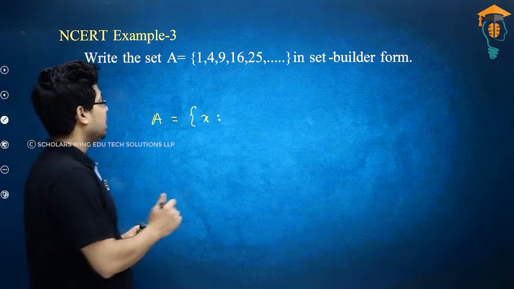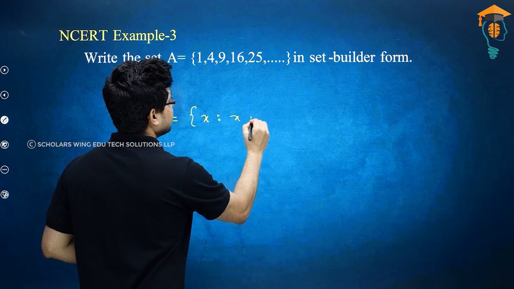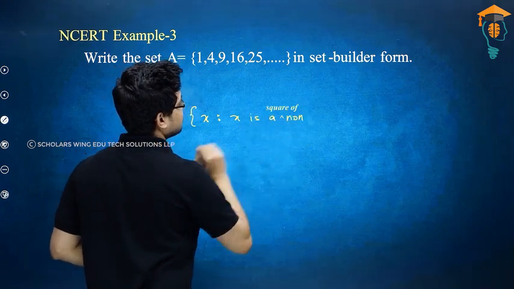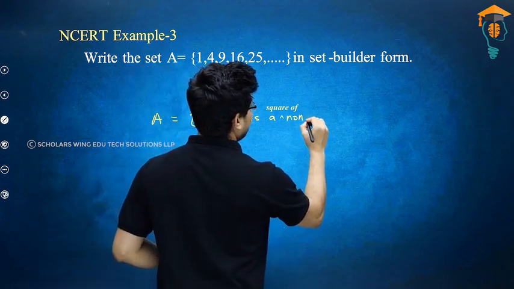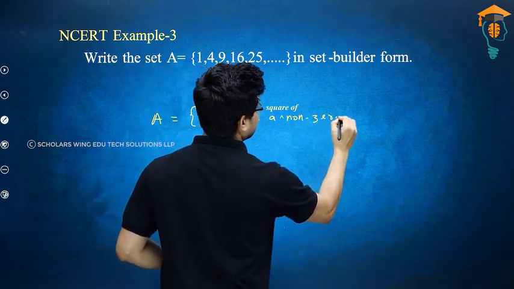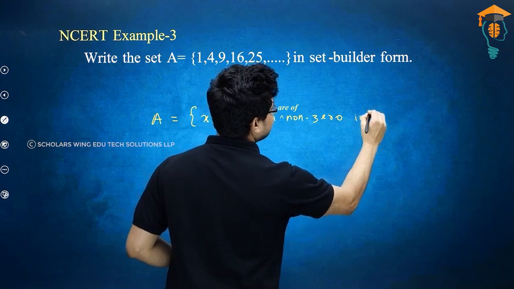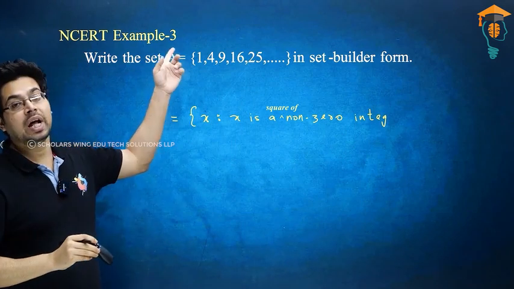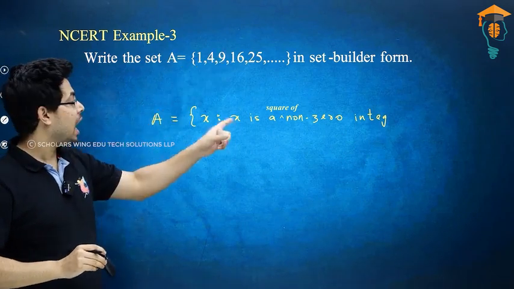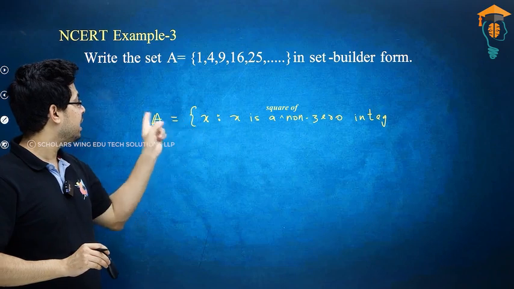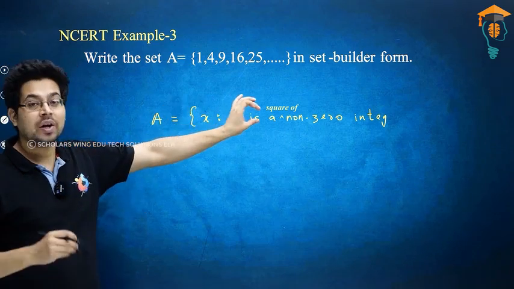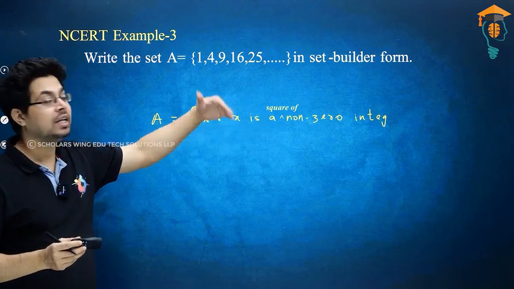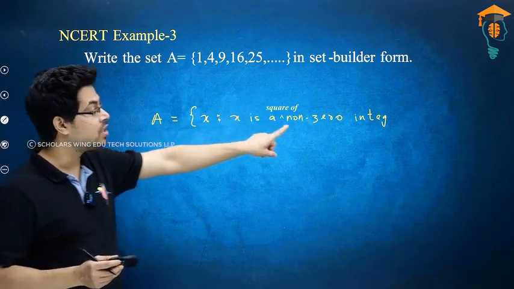So I can say that x is a non-zero integer. Because here we don't have 0. Here we don't have 0. If we had 0 also, I would have simply written that A is equal to x, where x is a real, x is an integer. I would have written down that thing directly. But here x is a non-zero integer.